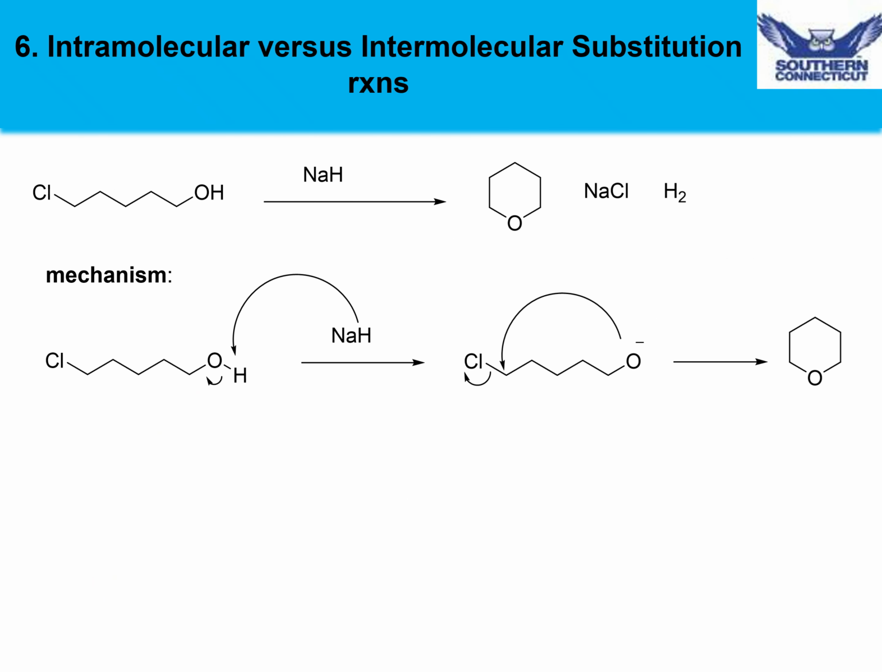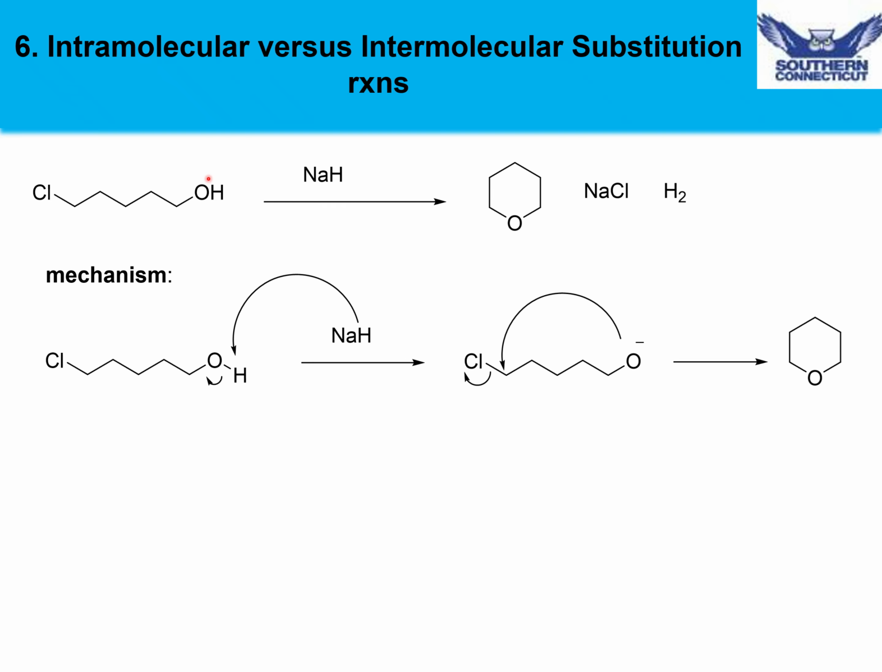Here's an actual example of an intramolecular reaction. Here we have an alcohol and a chloride, which is attached to a carbon. And if we add base, so sodium hydride is an example of a base, the hydride has a negative charge. That hydrogen can remove this hydrogen on the alcohol, which is the most acidic hydrogen in this molecule.